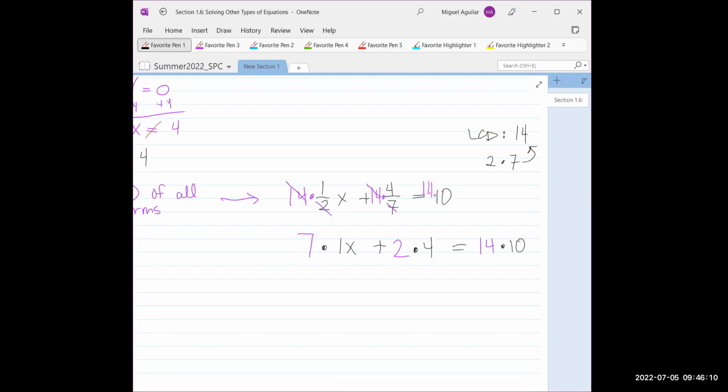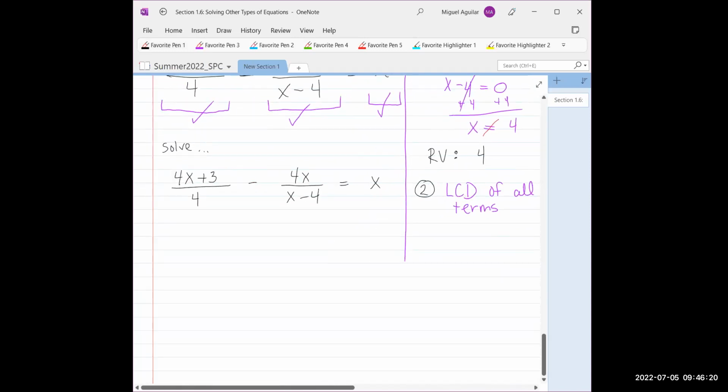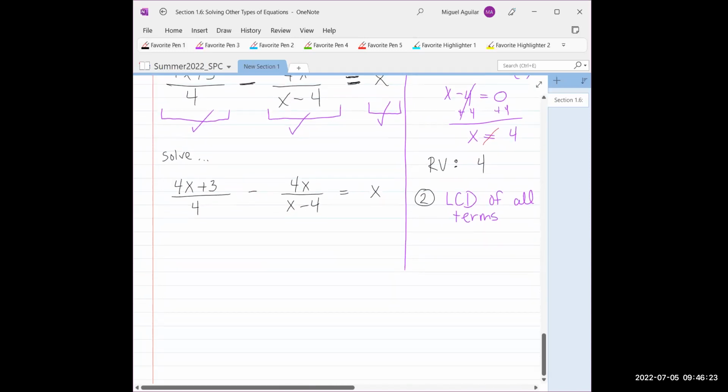But the only reason I bring this up and demonstrated it, I'm not going to complete this problem, is because that's exactly what we need to do over here in this rational expression. So if you look at this rational equation, we have 3 terms. To find their least common denominator, you multiply their denominators. So what's the denominator of the first term? 4. What's the denominator of the second term?